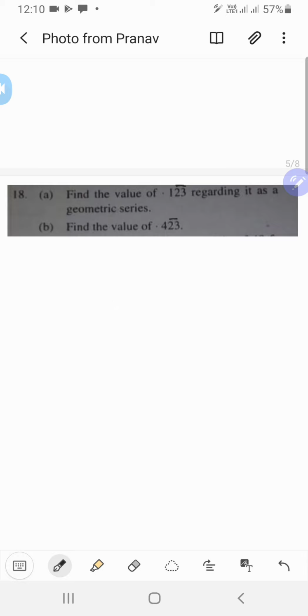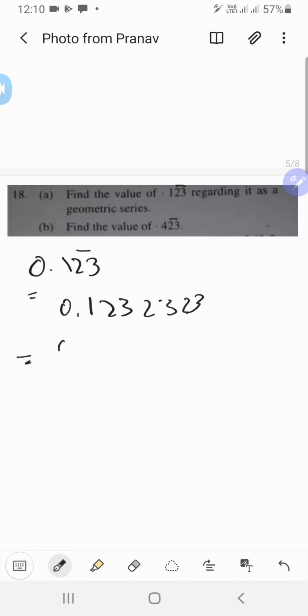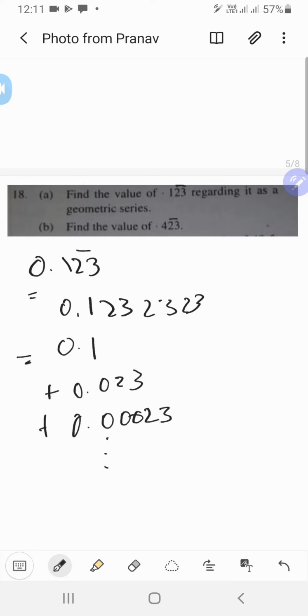Okay, so here we go. 0.123 recurring is nothing but 0.1232323..., which is nothing but 0.1 plus 0.023 plus 0.00023, and it keeps on going, which is the same as saying 1 by 10 plus, what's this, 23 upon 1000.